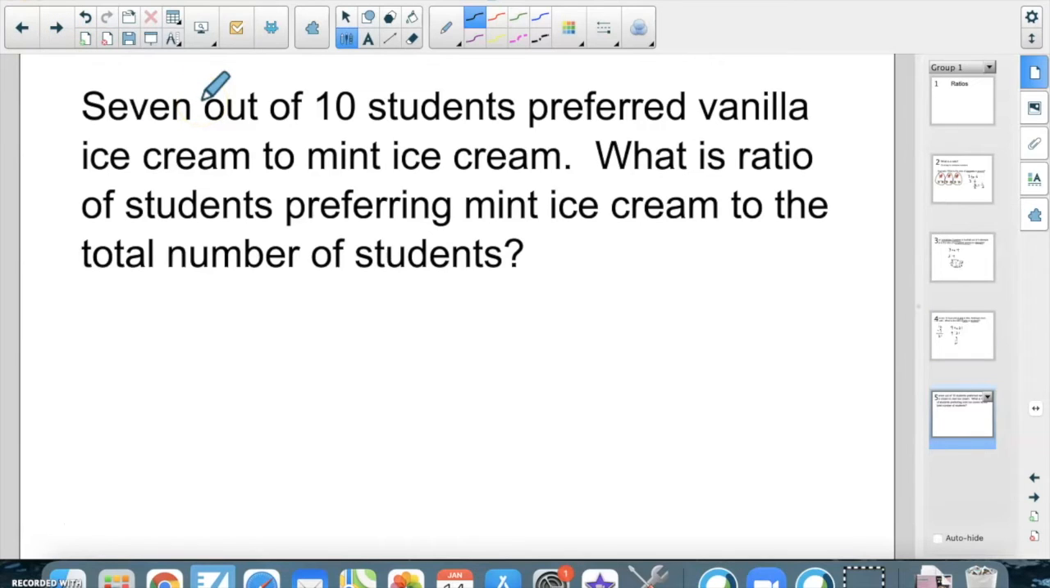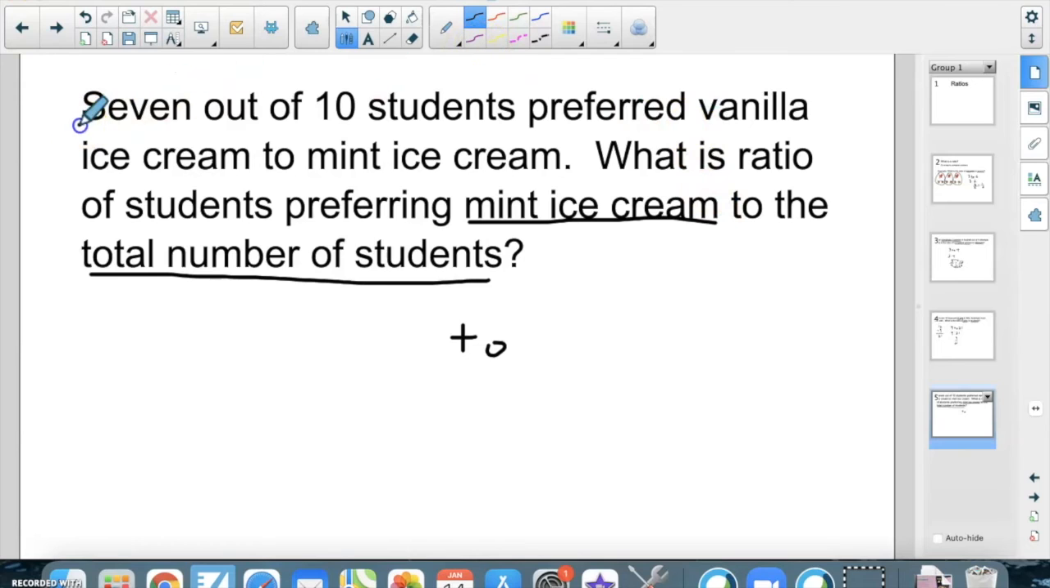Okay, I put another tricky one in here because sometimes they throw in some tricky ones on IXL. 7 out of 10 students prefer vanilla ice cream to mint ice cream. What is the ratio of students preferring mint ice cream to the total number of students? Again, it's total number. That's the second number. Okay, so we're going to write it 3 ways. Why don't you try that out? Write it 3 ways and then push play when you think you have it. Go ahead.